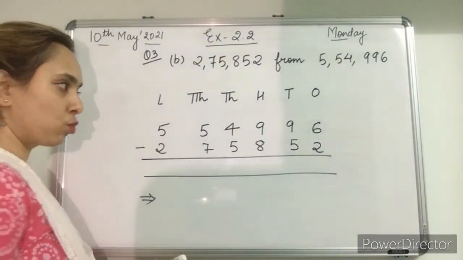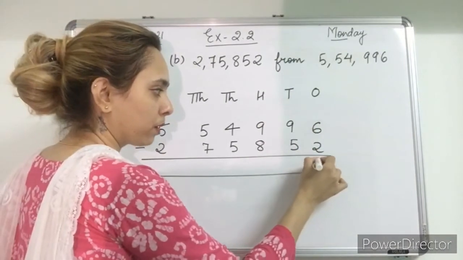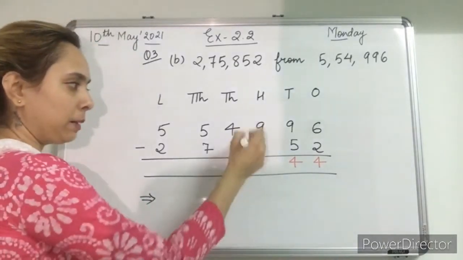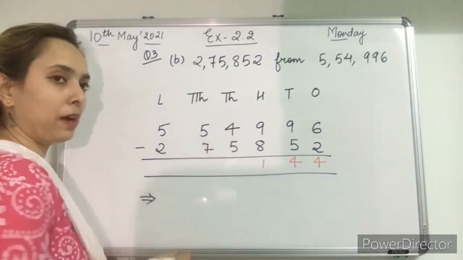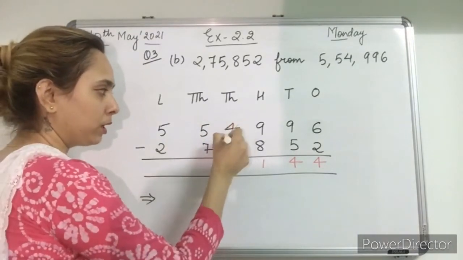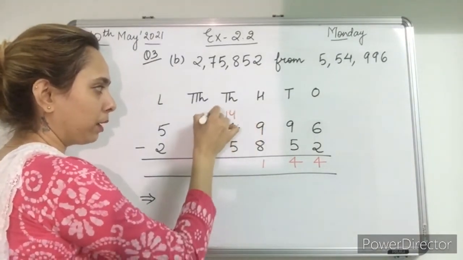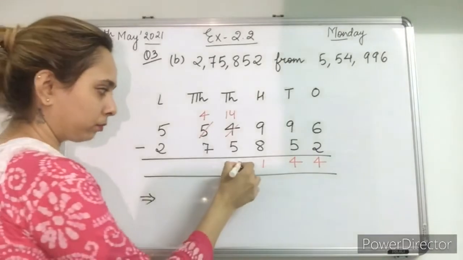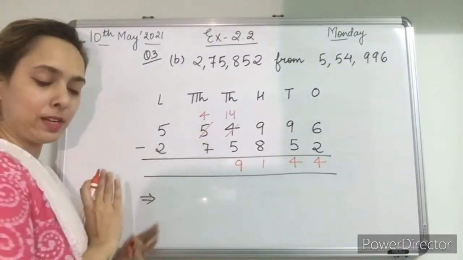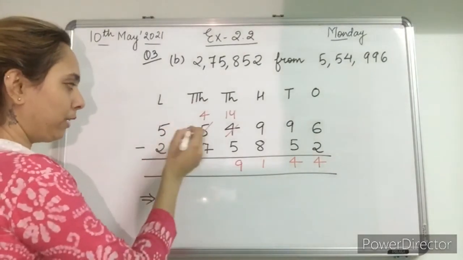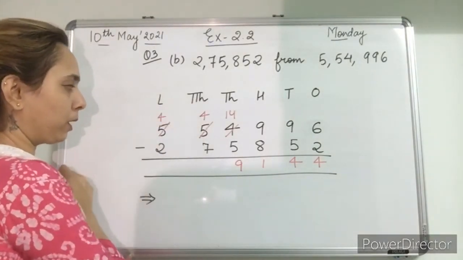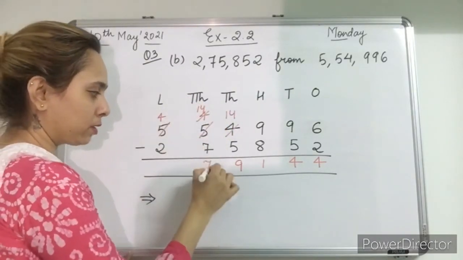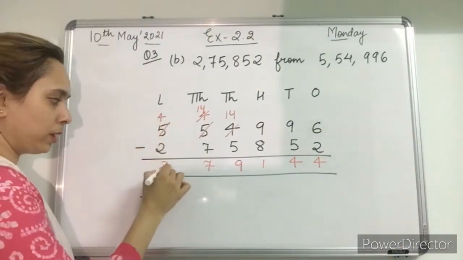Let's start the subtraction. 6 minus 2, 4, 9 minus 5, again 4, 9 minus 8, 1, 4 minus 5 is not possible. We will borrow. This will become 14 and this will become 4. So here 14 minus 5 is 9. 4 minus 7 is again not possible. Again we will borrow. So here it will become 4 and this will become 14. So 14 minus 7 is always 7. 4 minus 2 is 2.